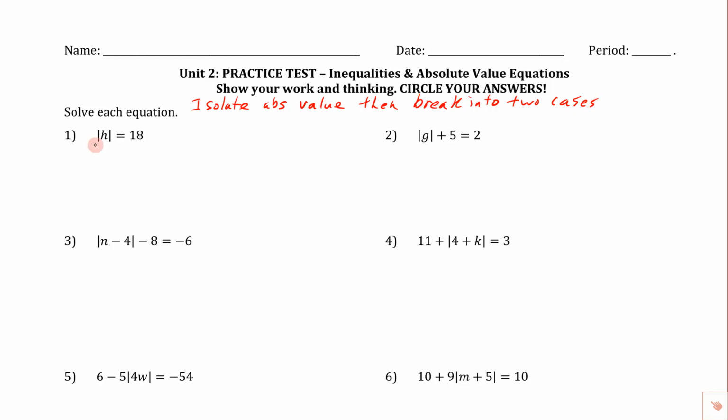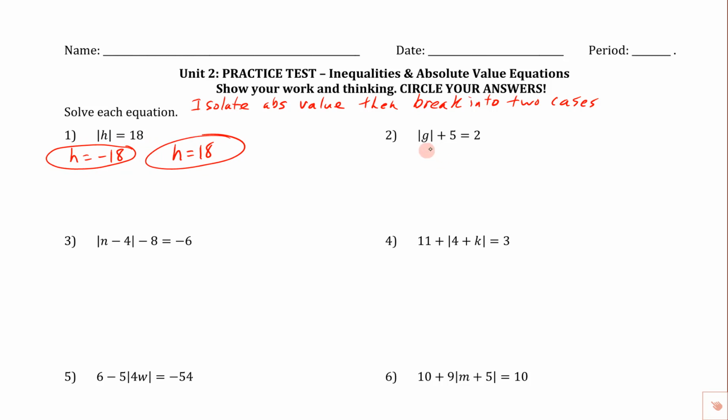So this first one is very quick. It's already isolated. So what we can do is remove the absolute value, set it equal to 18, remove the absolute value, set it equal to negative 18. Again, it's a good idea to put them in this order. Put the negative on the left side, that represents going to the left, and put the positive on the right side, that represents going to the right. And that's it. There's nothing to solve. The answer is negative 18 and positive 18.